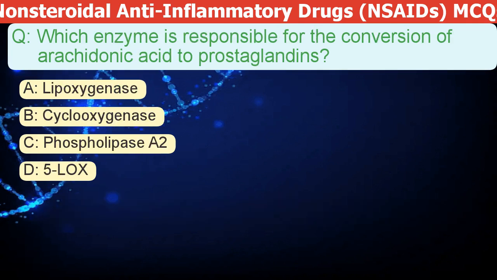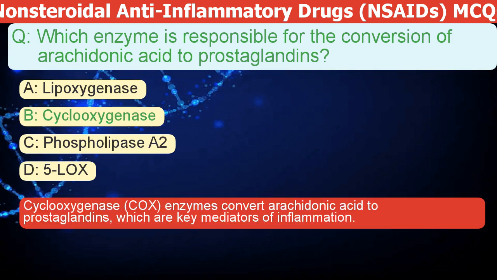Which enzyme is responsible for the conversion of arachidonic acid to prostaglandins? A. Lipoxygenase. B. Cyclooxygenase. C. Phospholipase. D. 5-LOX. The correct answer is B. Cyclooxygenase, COX, enzymes convert arachidonic acid to prostaglandins, which are key mediators of inflammation.